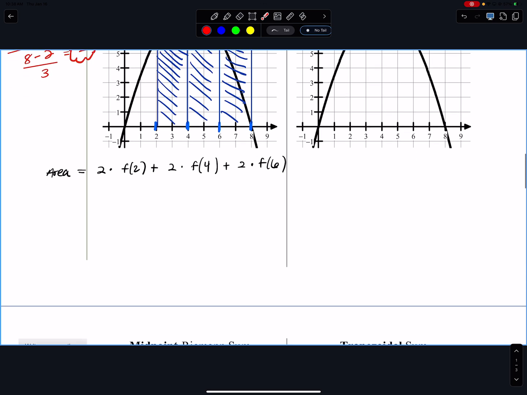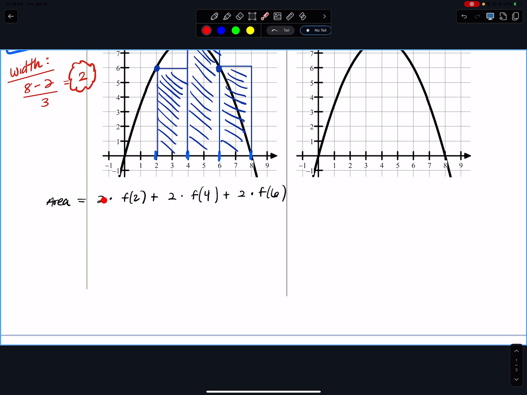Okay, so before we do the math, do you notice something about all 3 calculations? What do they all have in common? A 2. So what could I do with that 2? I could factor it out. Okay, so this is equal to 2 times f of 2 plus f of 4 plus f of 6.